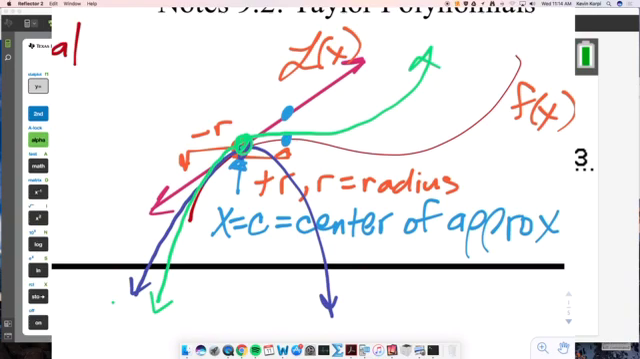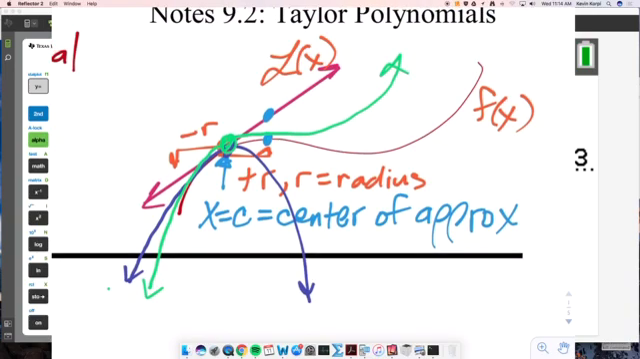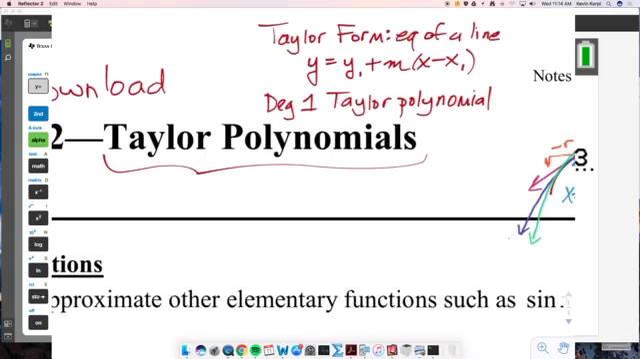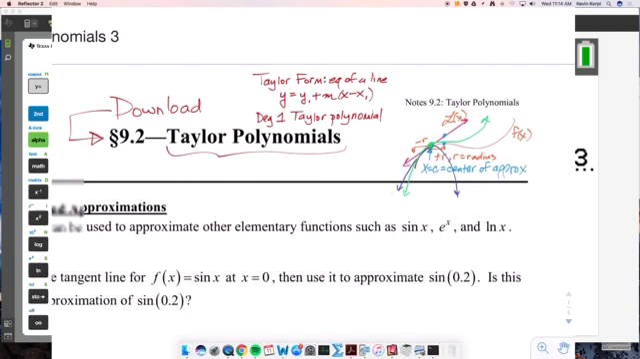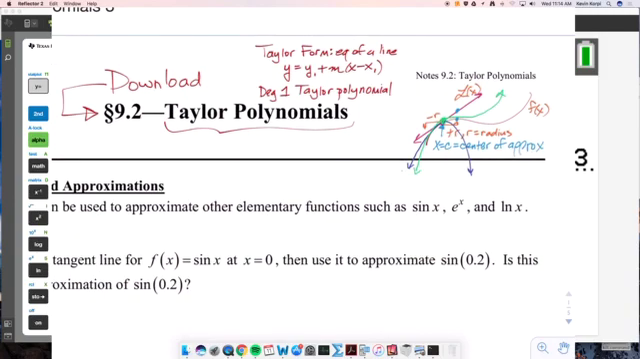Maybe there's a fourth degree polynomial or fifth degree polynomial that I can use to essentially wrap around the curve of f of x and use its value to approximate the function value. And that's the idea of what a Taylor polynomial is. We're going to be using polynomials, which are in general easy to work with. They're the easiest functions to work with. They're the easiest functions to evaluate.